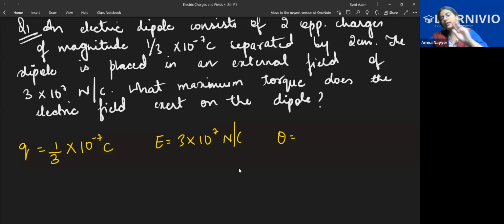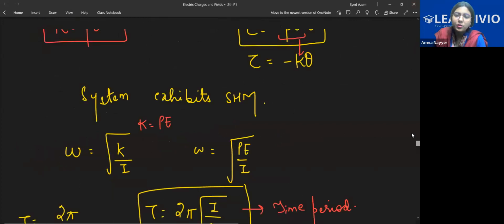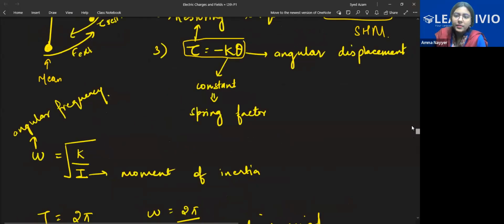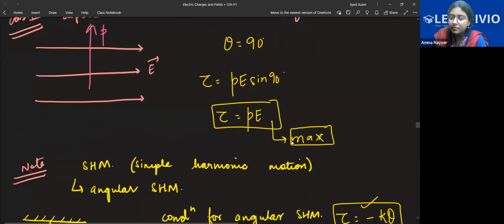What was the third case? The third one: the dipole is perpendicular. When the dipoles were perpendicular, what did we get? Sine 90 was 1. The maximum value of any sine or cos can be 1 only. And I made you write that that is the maximum case. Maximum torque. Torque is maximum when theta is 90 degrees.